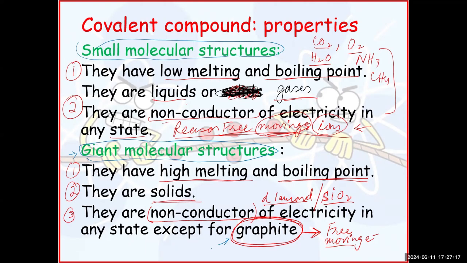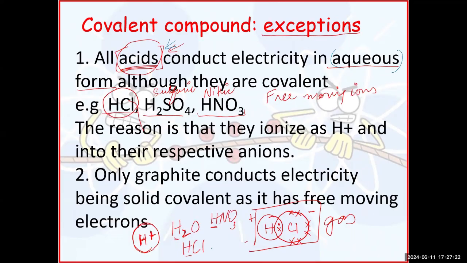And when you talk about electricity conduction in small molecular structures, you will say that this is because of the free moving ions. When you speak about the electricity conducted by graphite, which is a giant molecular structure, you say that it is because of free moving electrons and not because of ions. Clear? Are things settled in your mind now?